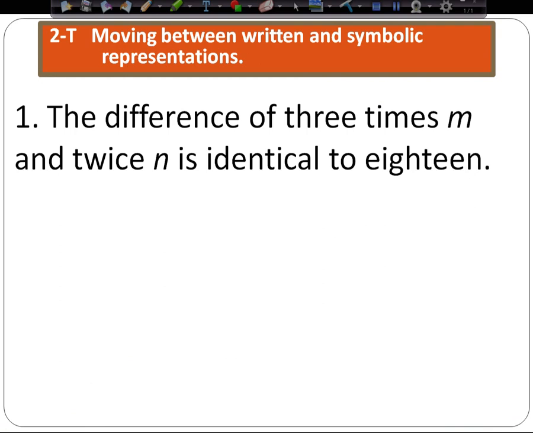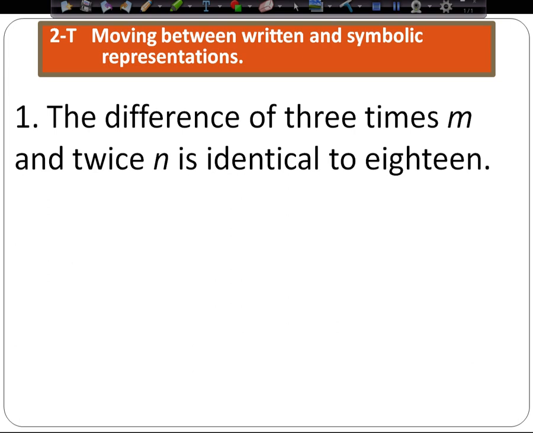Our first example says the difference of 3 times m and twice n is identical to 18. Take a minute, make sure you get the example written down before you move on. So take a minute right now and pause the video and write down the example.